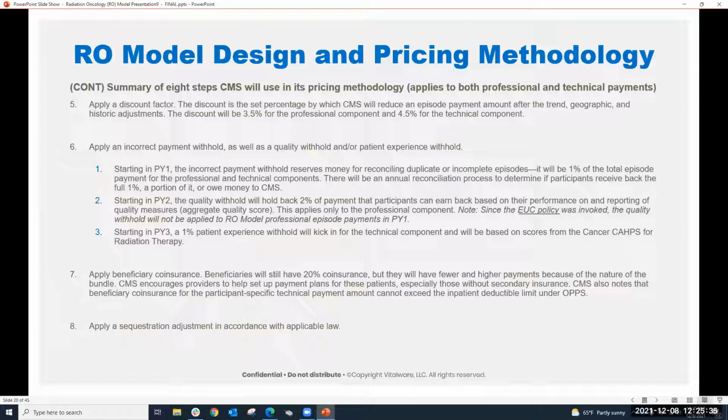And then they're going to apply the beneficiary coinsurance. So beneficiaries will still have that 20% coinsurance, but they're going to have fewer and higher payments because of the nature of the bundle. So they're going to pay less, but they're going to have higher payments when they do pay. CMS does encourage providers to set up payment plans for patients, especially those that don't have secondary insurance. And then they're going to apply a sequestration adjustment in accordance with applicable law.